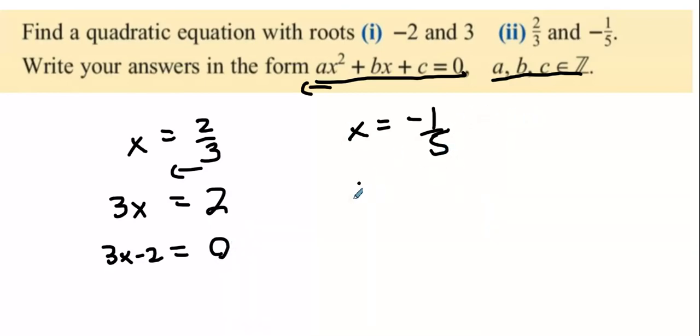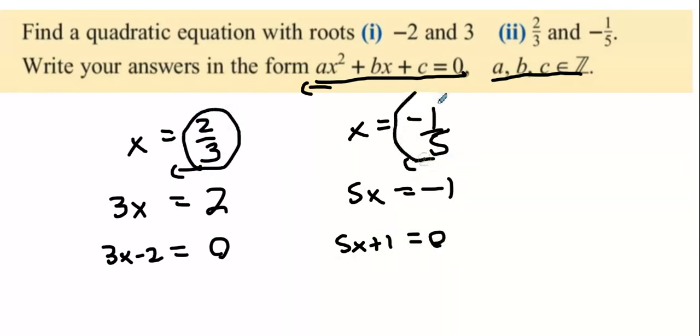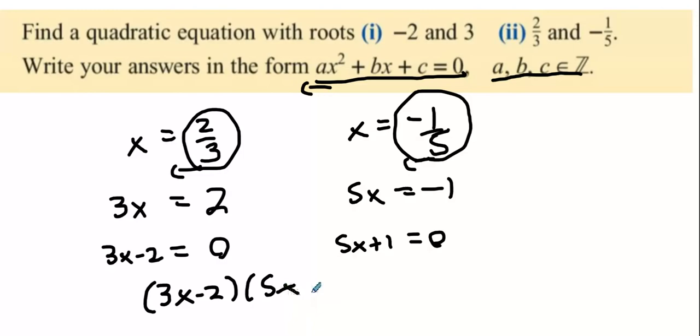Multiply up the 5 and you get 5. 5 is division on the right, which makes it multiplication on the left. Bring the minus 1 over the other side and we get 5x plus 1. We're looking to make a quadratic equation that has the answers 2/3 and minus 1/5. So now we know the two brackets in question. We know 3x minus 2 and 5x plus 1 equal to 0.